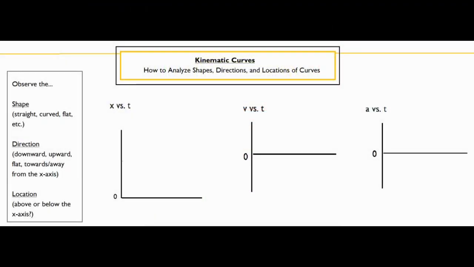In this video, we're going to be taking a look at kinematic curves, and we're going to take a look at all the different concepts and shapes of every kind of motion graph that is constant velocity and uniform accelerated motion. So for the first half of the video, we're going to concentrate on position versus time graphs, velocity versus time graphs, and acceleration versus time graphs. We're going to talk about every different type of shape, direction, and location of graph, discussing what all of the different shapes and locations mean.